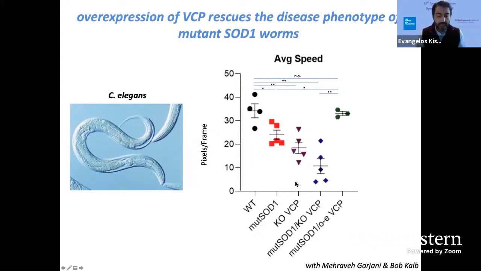And you can see that when you overexpress mutant SOD1, there's a significant reduction in the average speed of the worms. When you knock out VCP, you get a significant reduction. But importantly, when you manipulate VCP in the context of the SOD1 background, and specifically when you knock it down, the phenotype becomes significantly worse. But most importantly, when you overexpress VCP in the context of this mutant SOD1 background, you can completely rescue this defect, suggesting that there is a functional genetic interaction between VCP and SOD1 in an intact nervous system.